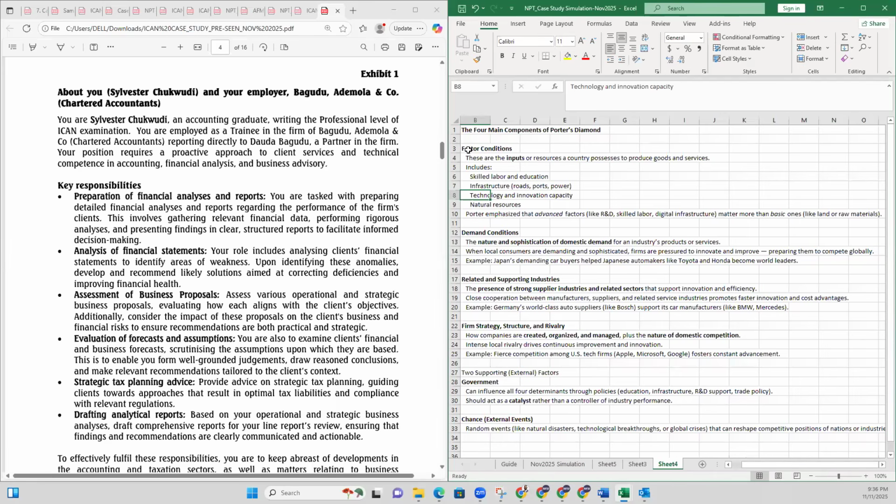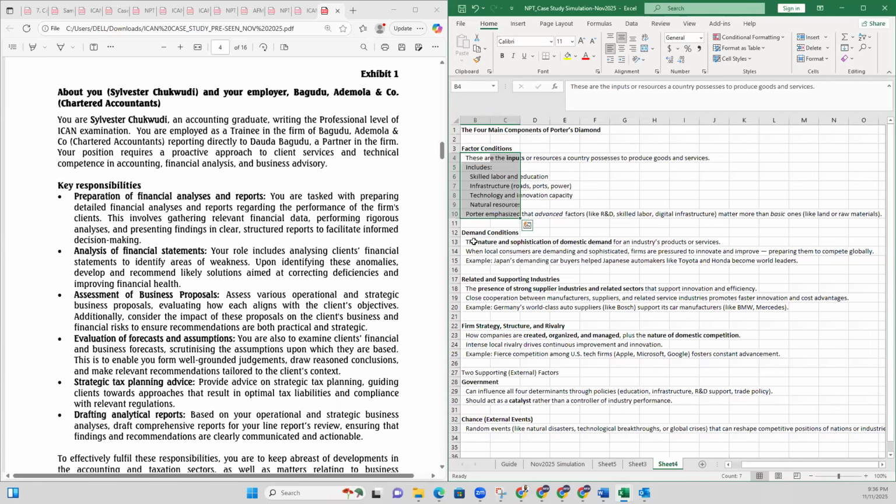Where you have 4 factors. Factor conditions: these are inputs of resources a country possesses to produce goods or services. This includes skilled labor and education, infrastructure, roads and power, technology and innovation, natural resources. And I see a lot of those things already discussed in that case, which you might be able to capture under the factor conditions in the home market. Right?